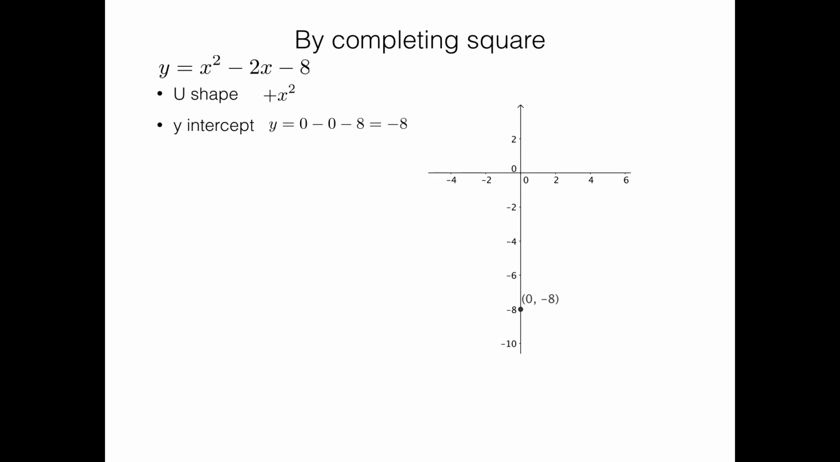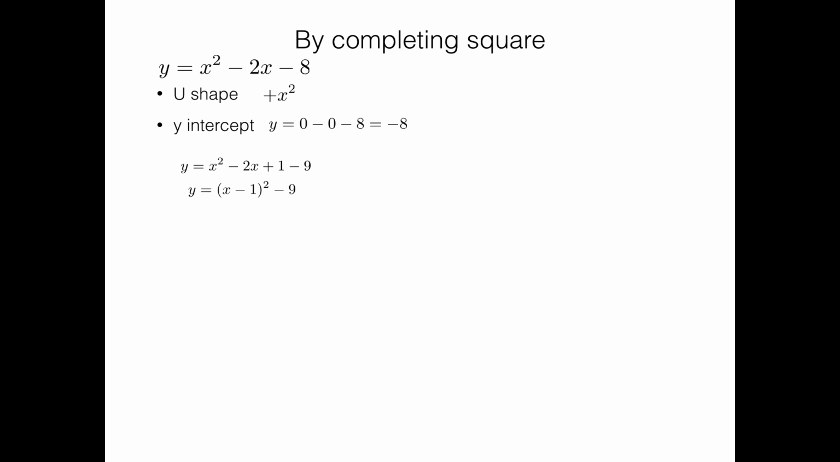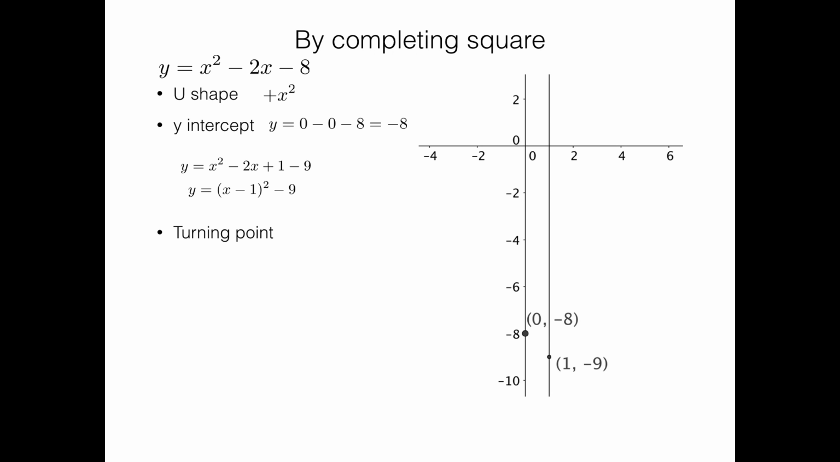y equals x squared minus 2x plus 1 minus 9. y equals (x minus 1) squared minus 9. In this form, we can find the turning point. As we know, (x minus 1) squared is always equal to or larger than 0. So the minimum y value is negative 9. The minimum y value of negative 9 is obtained when x equals 1. So the turning point is (1, negative 9).